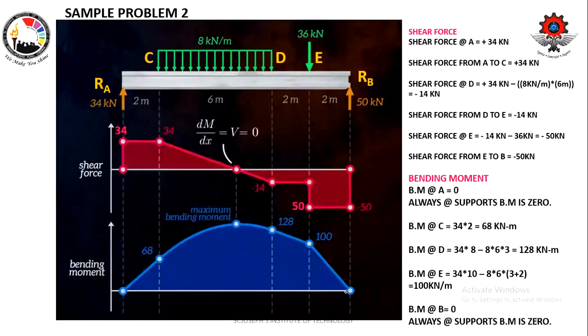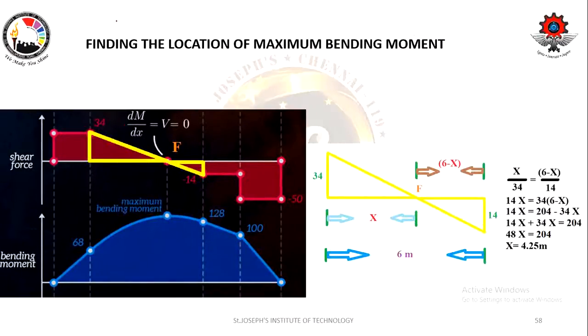Next, we are supposed to find out two major things. One is finding the location of the maximum bending moment, and then finding the magnitude of the maximum bending moment.